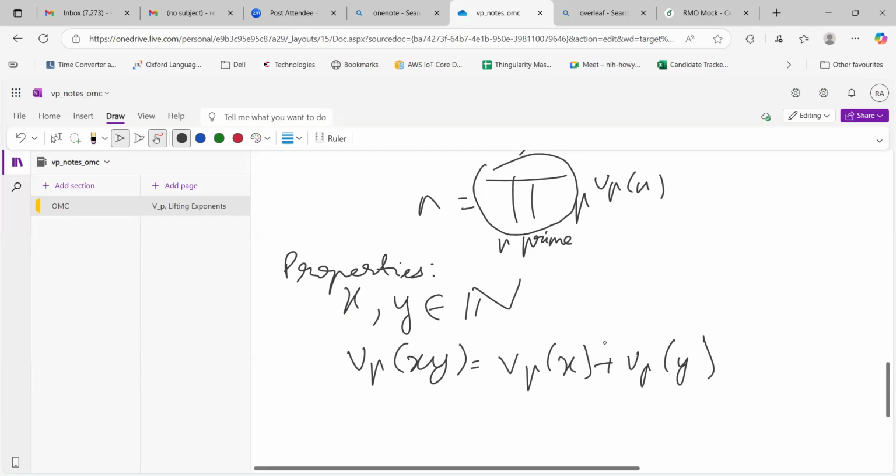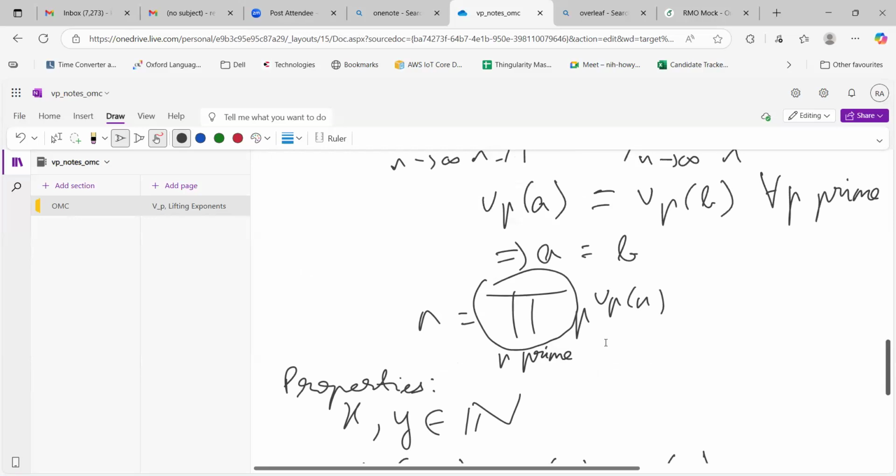Has anyone not seen this before? Okay, I guess not. Okay, fine. I'll just, what happened to now? Nothing much. We just defined the VP function.